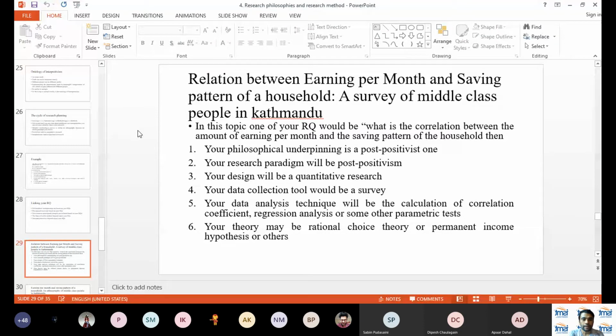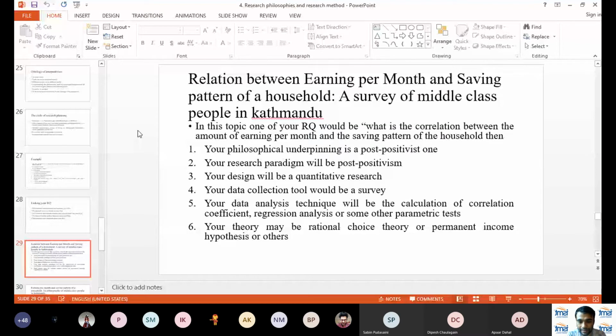If you are going to study this part, your philosophical underpinning is the post-positivist one, because the pattern you are going to follow might be affected, you might follow a certain structure, and in some way the outcome of the research will be affected by the opinion of the participants. Your research paradigm will be post-positivism, and your design will be quantitative research.